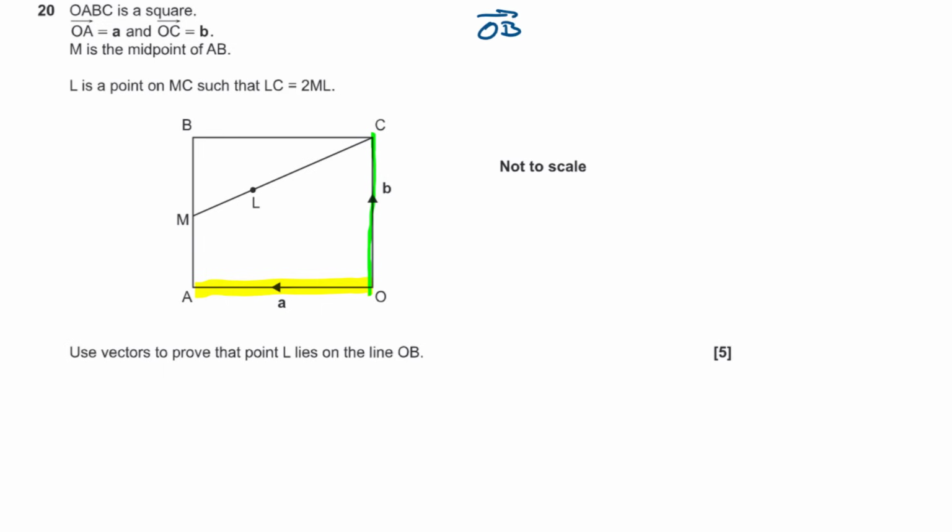O to B, the vector O to B. Well, if I want to get from O to B, I need to go along B and then across A because it's a square. So I know that CB is going to be the same thing as OA. So I can say that O to B is the same thing as O to C plus C to B, and that is the same thing as O to C plus O to A because it's a square, which is simply B plus A, isn't it? Vector B plus vector A. Okay, so far so good.